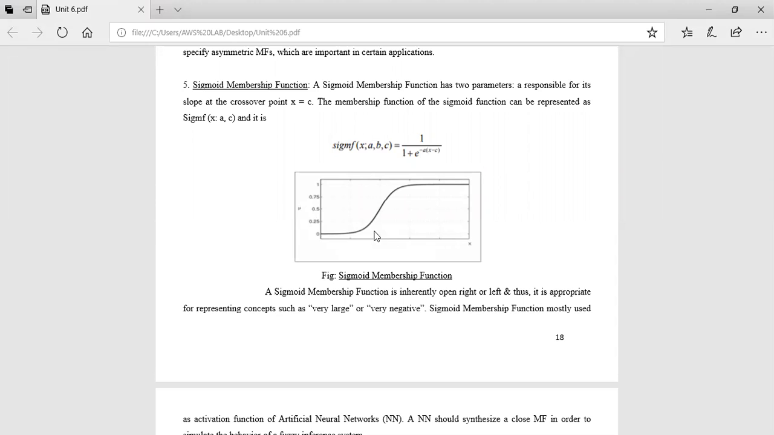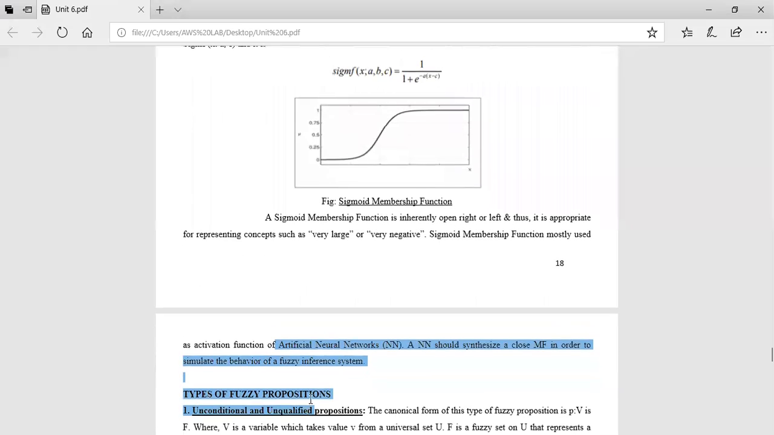See here, the sigmoid membership function is mostly used as an activation function for artificial neural networks. Artificial neural network is one of the types of deep learning technique. So in deep learning we have three types. First one is artificial neural network, and second and third are CNN and RNN, convolution neural network and recurrent neural network. So these three are the deep learning types. The first type in deep learning is ANN, artificial neural network. So this sigmoid membership function will be mostly used in deep learning.